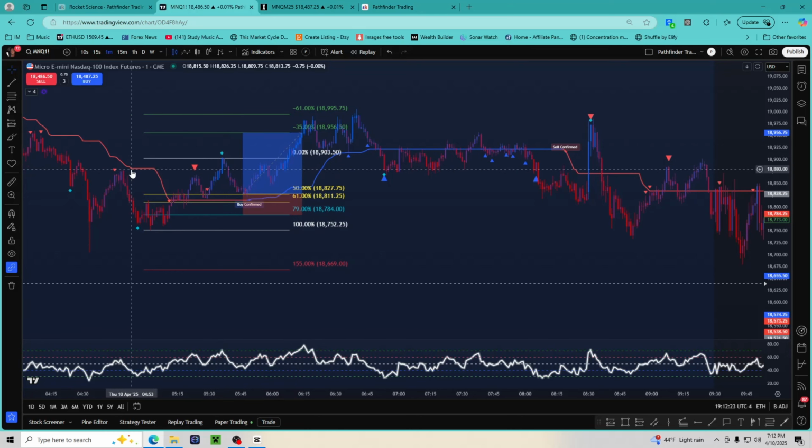That was the trend level that broke. Pullback, 50 to 61%, off to the races. Hit that trade all day long, get that money.